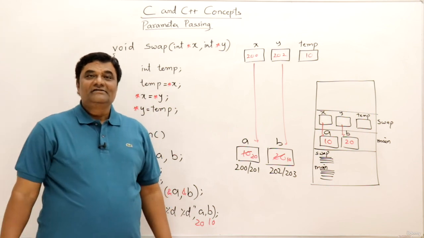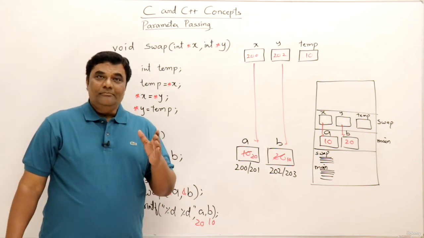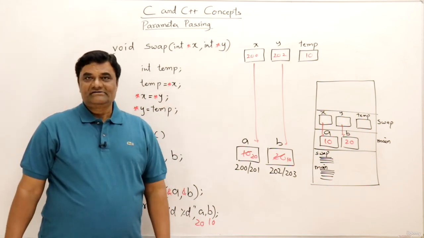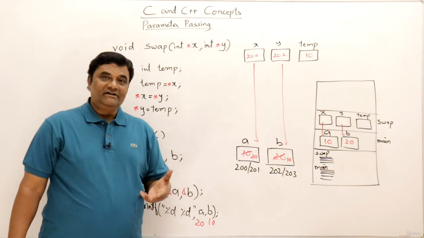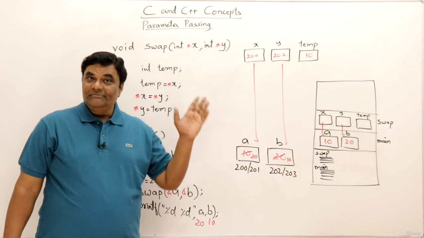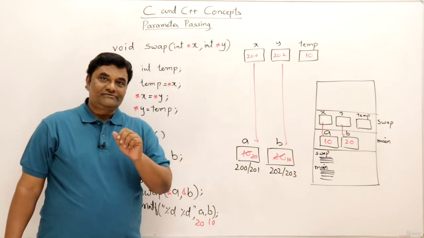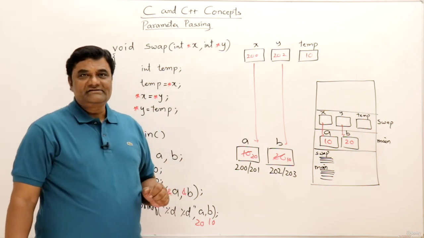So call by address is a suitable mechanism for modifying the actual parameters. So we will be using this type of code more frequently in our programs. So you should be familiar with this one. Call by address is more useful. So that's all about call by address.